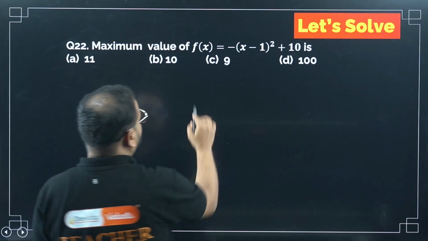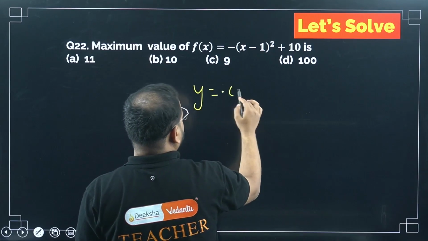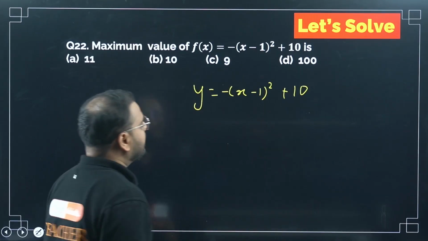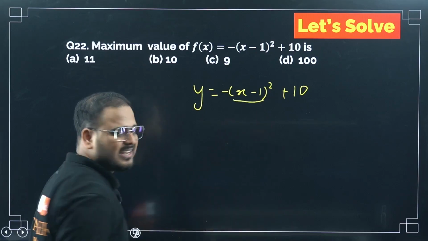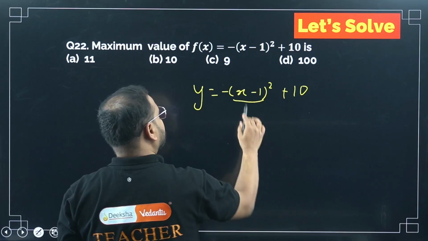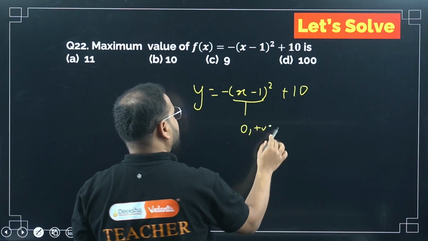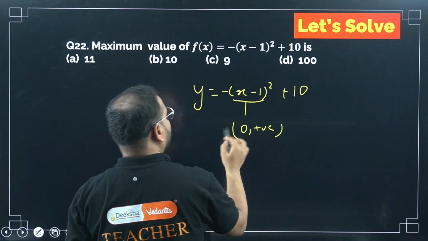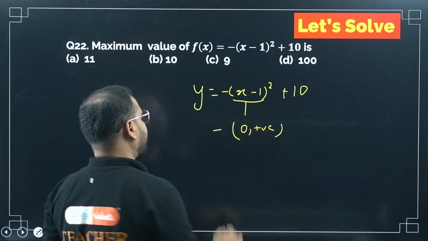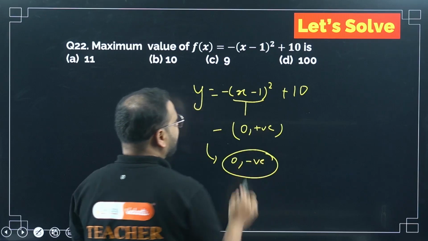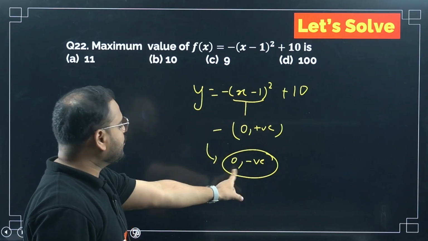Please check y equals to... this bracket is what? It can be either 0 or positive, yes or no? A square will be either 0 or positive. If I multiply with a negative number over here, it will be either 0 or negative, right? Then it will become what? Either 0 or negative. Why, sir? Positive multiplied with negative will become 0 or negative.